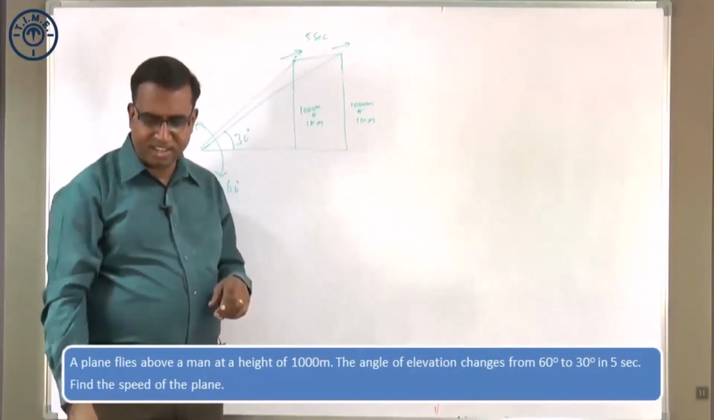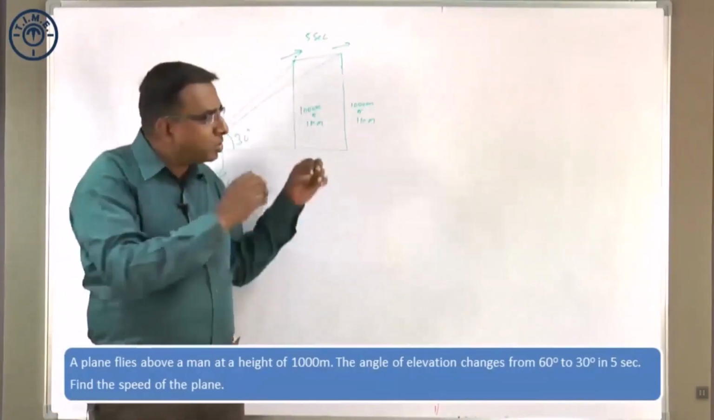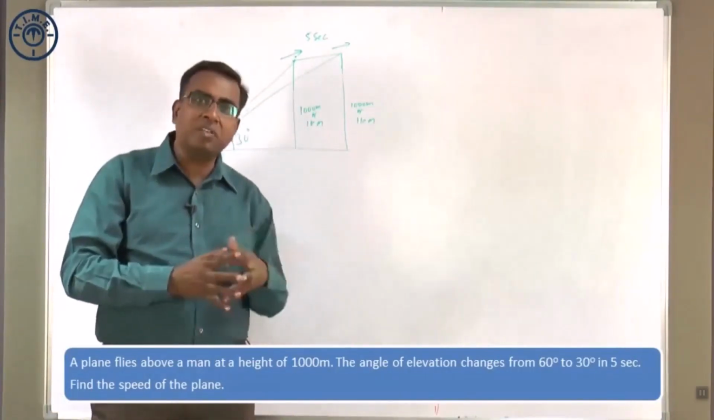See the interesting part in this question. We are using time and distance. What is the last word in the problem? Find the speed of the plane. You could see that speed is something which comes in the context of time and distance.